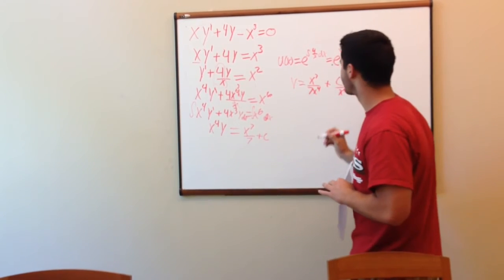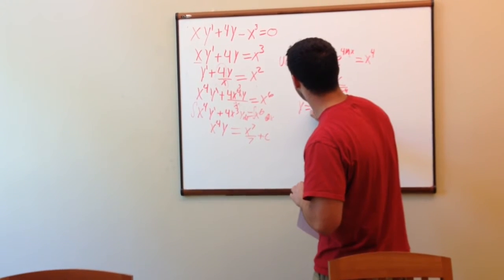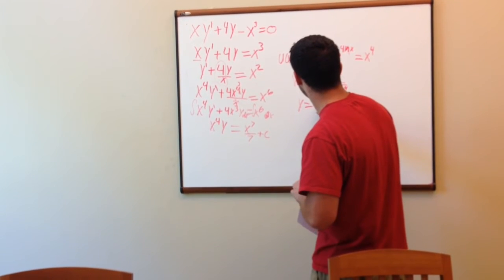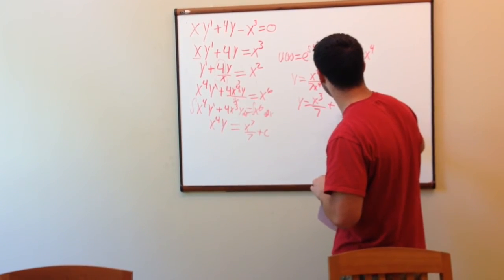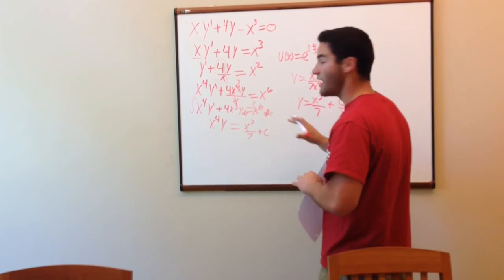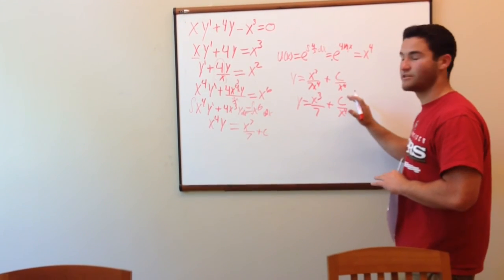Now we can reduce this real quick and we'll get y equals x cubed over 7 plus c over x to the 4th. And this, of course, is the general form since we still have the c value.